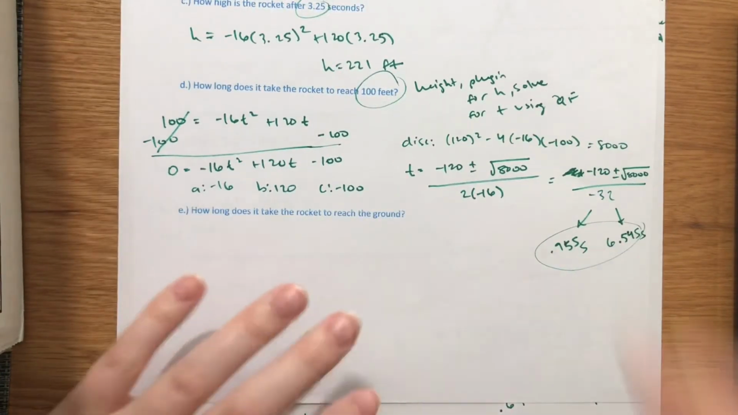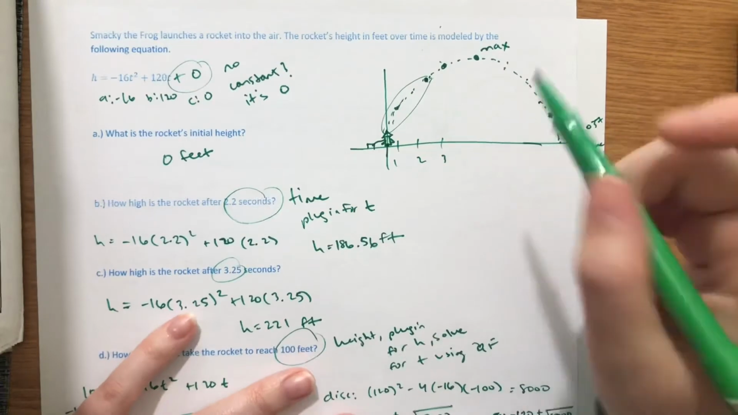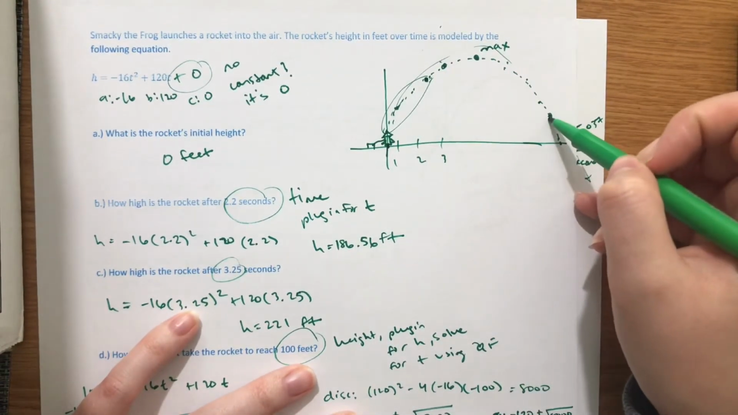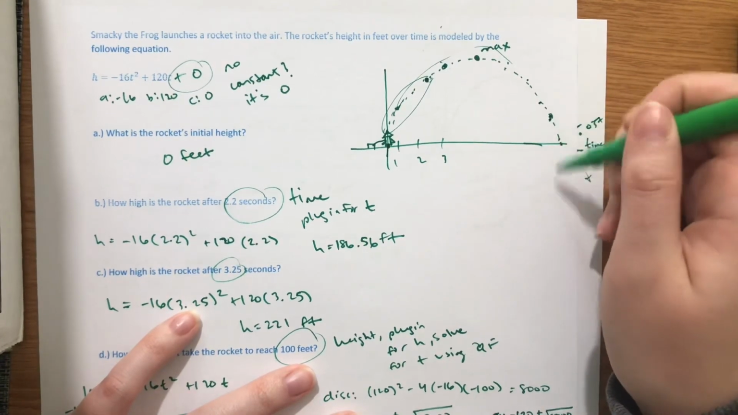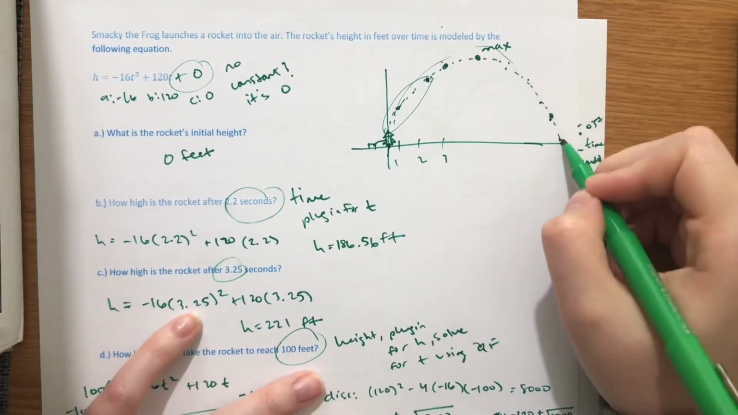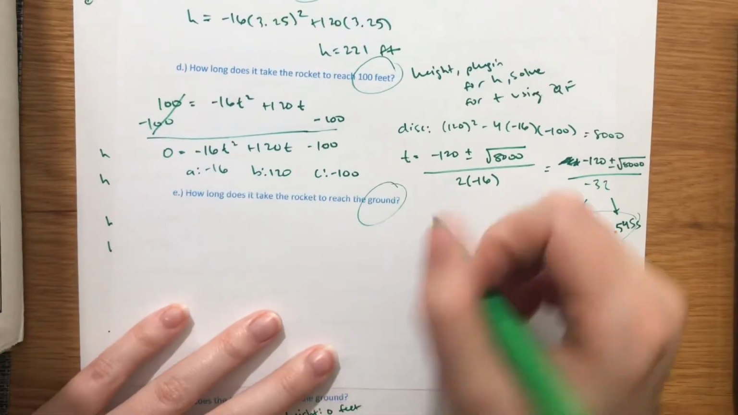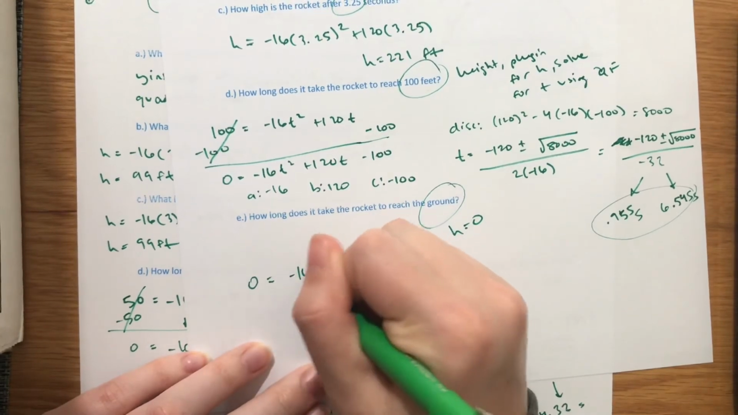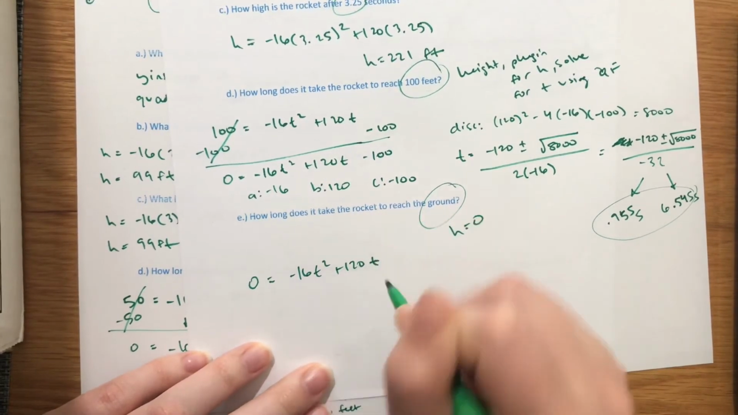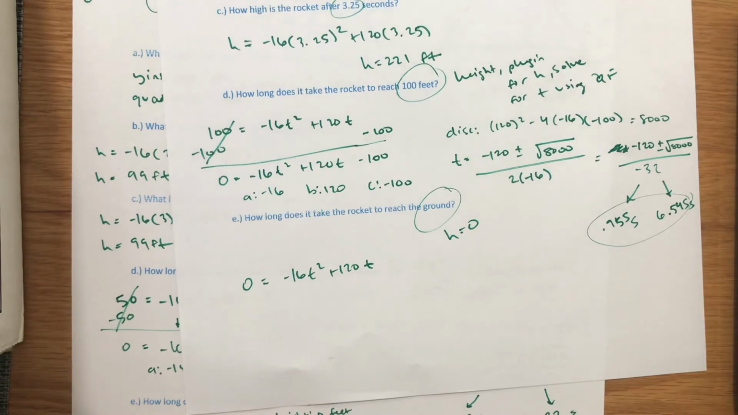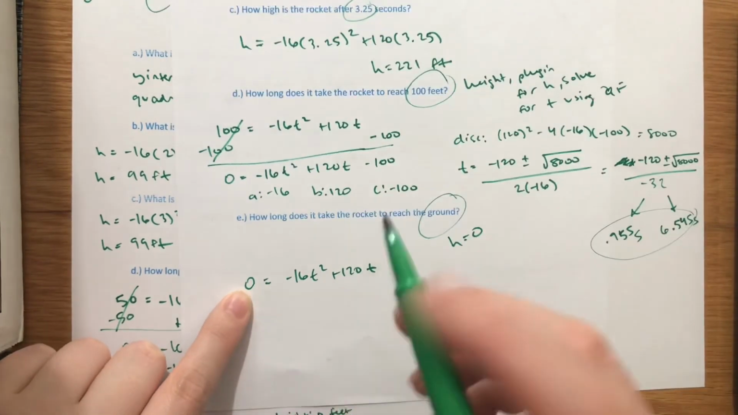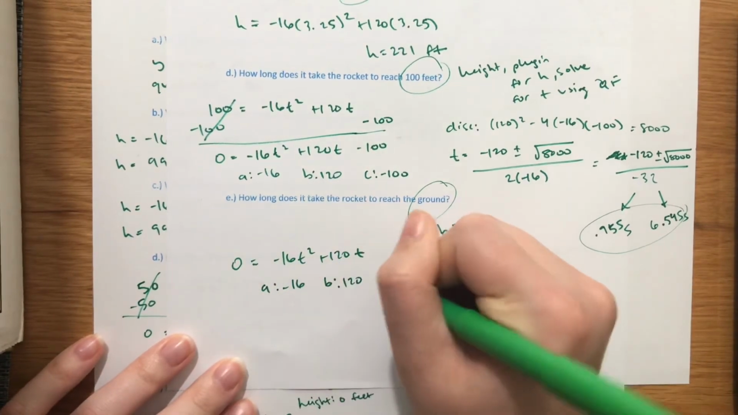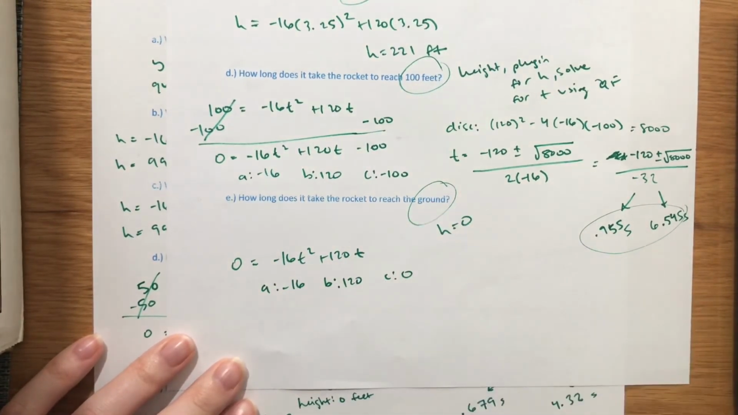All right, and then the last part, how long does it take for the rocket to hit the ground? Well, we start on the ground at 0, and then how long does it take to get here? Well, if this was 6.5 seconds, probably about 7 seconds, somewhere in there. So remember, what's the height when it hits the ground? Height would be 0, so we're going to plug in 0 for height. So 0 equals negative 16t squared plus 120t. So we're going to use the quadratic formula. We already have it set equal to 0, so we're good to go. So a is negative 16, b is 120, c, if there's nothing here, is 0.